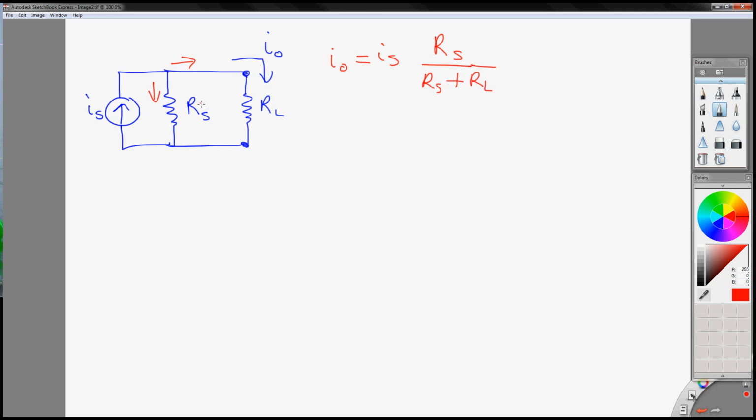If this is not ideal and RS is really small compared to your RL, then very little current will flow this way. So in the non-ideal case, I out can be very small, and that's not very good. Generally, this is not a good design.